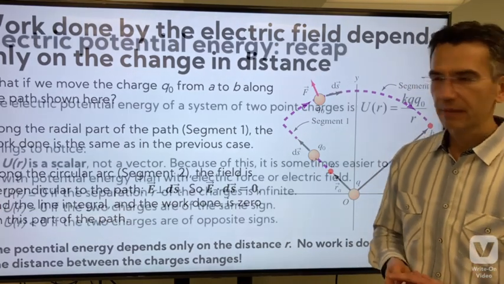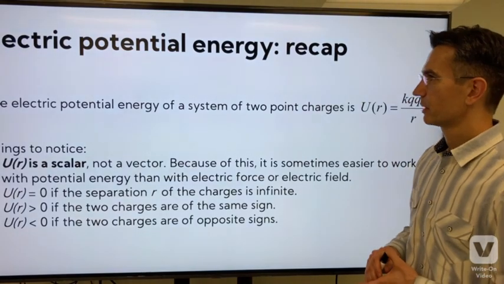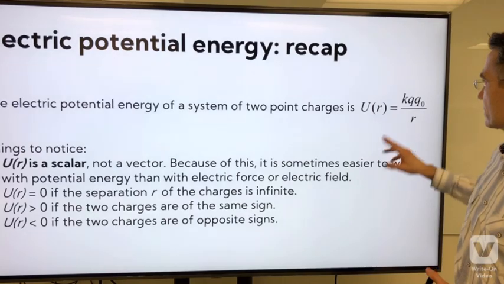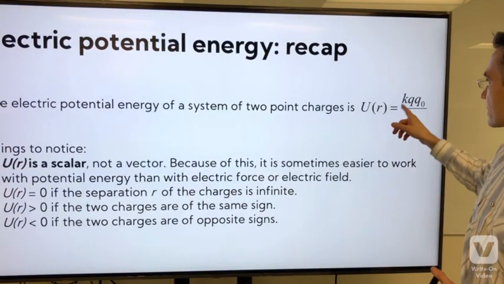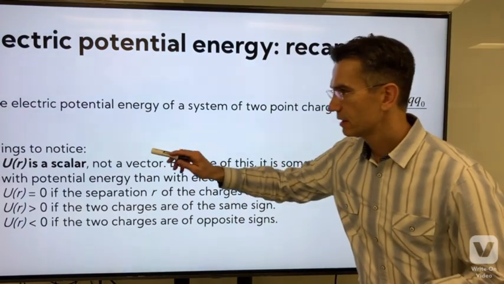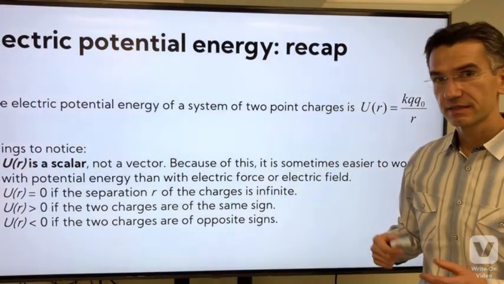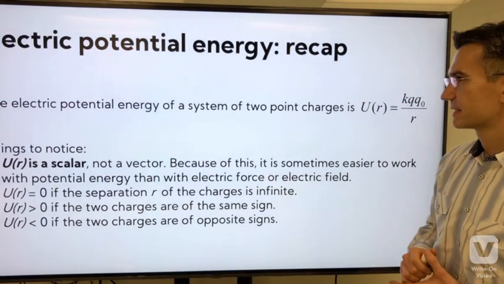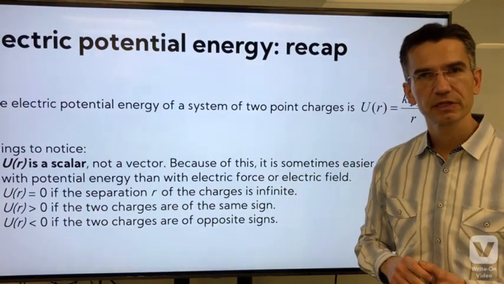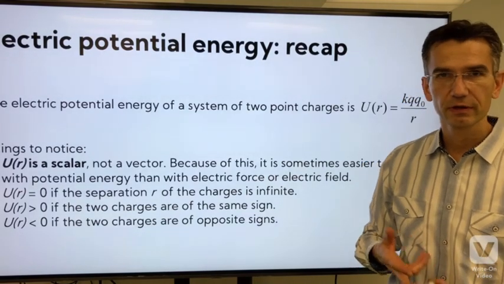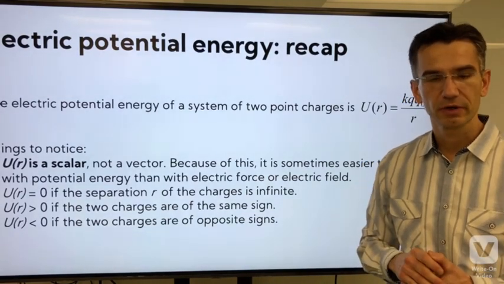So let's recap this concept because it's a very important one. The electric potential energy of a system of two charges is just the product of the charges times k over the distance between them. The electric potential energy is a scalar, not a vector. And because of this, it is actually sometimes easier to just work with the electric potential energy than with the electric force or the electric field, because then we actually have to apply dot products.